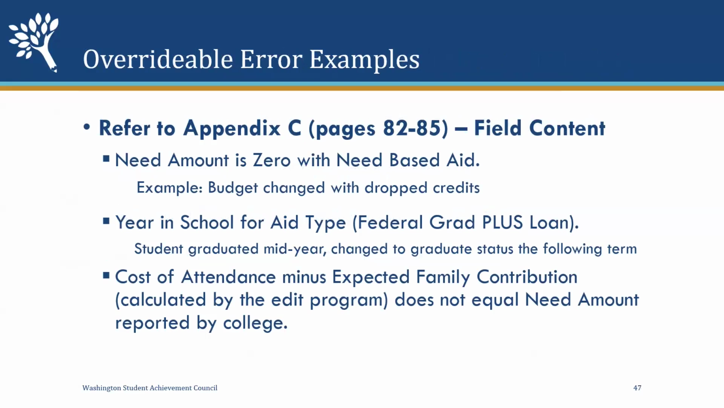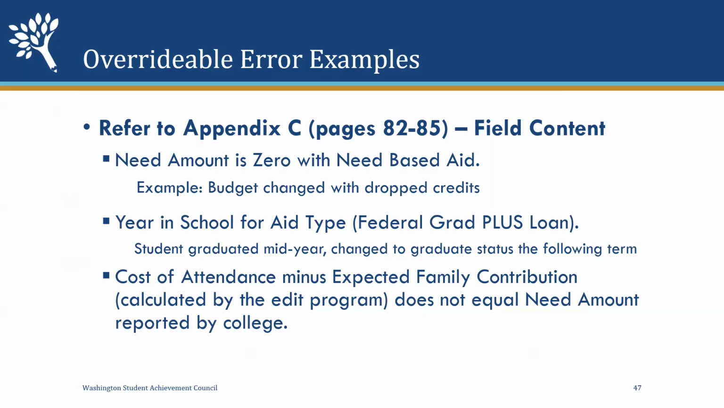Overridable error examples, again, Appendix C. It's really informative, and someplace you should probably bookmark. Need amount is 0 with need-based aid. So when the budget changes with dropped credits, they're overridable. Year in school for aid type. This is when I talked about changing from, say, a senior to a grad student. That's an overridable error, sorry.